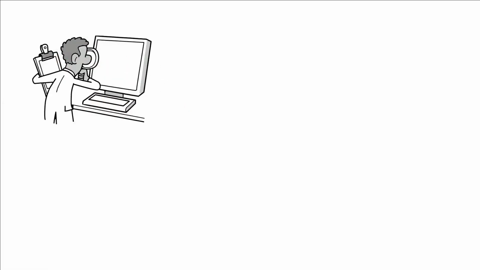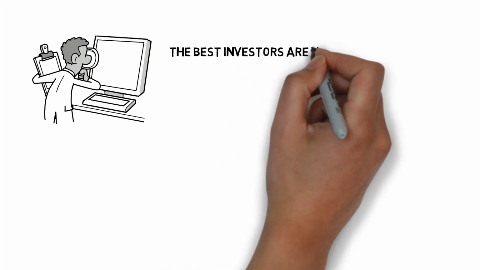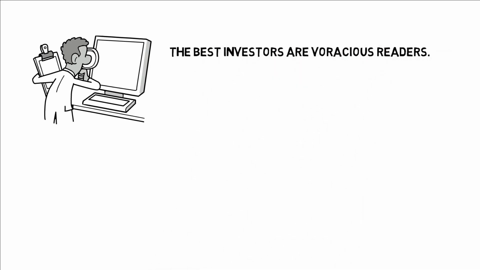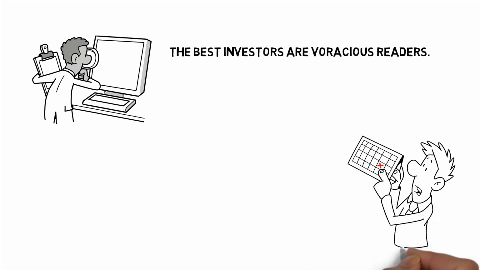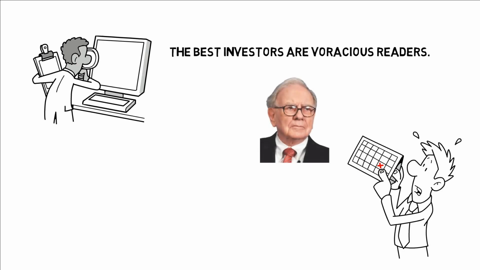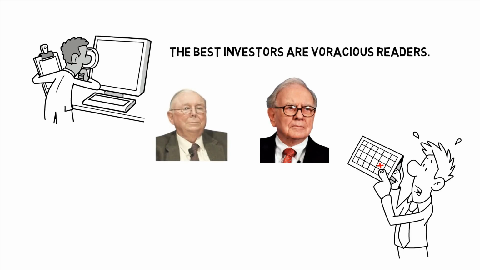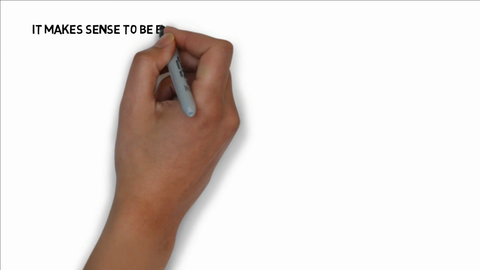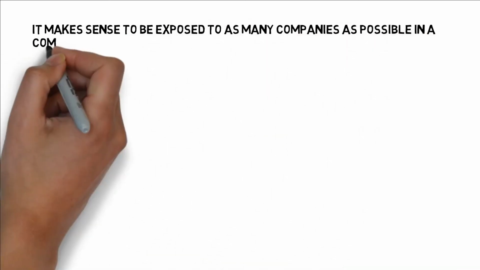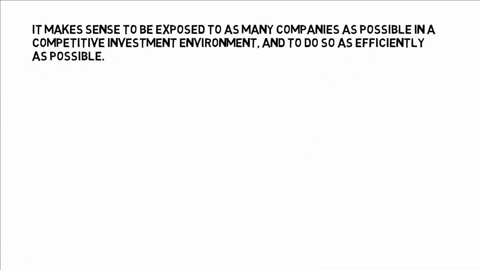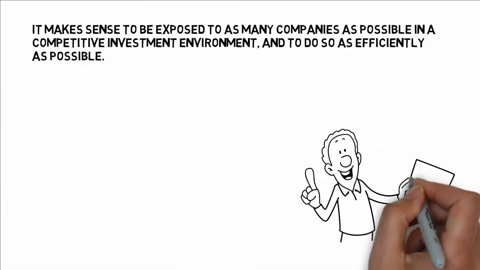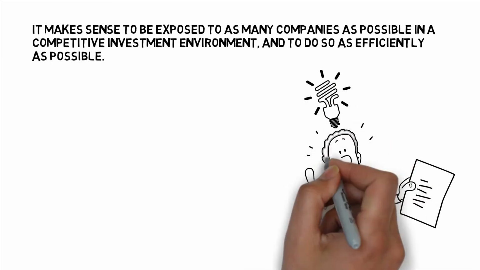But one common thread that keeps cropping up is that the best investors are voracious readers. Rather than tolerating a calendar full of meetings and conference calls, Warren Buffett spends nearly every day in his office reading. When his children were young, Charlie Munger read so much that they thought he was a book with a couple of legs sticking out. It makes sense to be exposed to as many companies as possible in a competitive investment environment, and to do so as efficiently as possible. One way to do so might be to implement the ideas presented here.